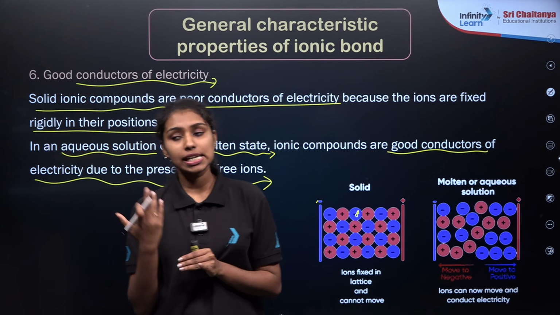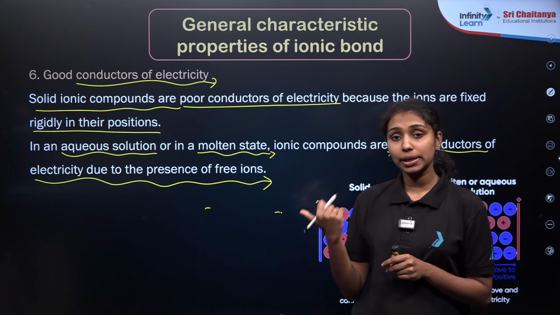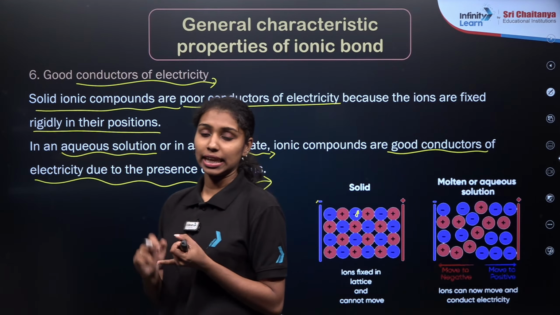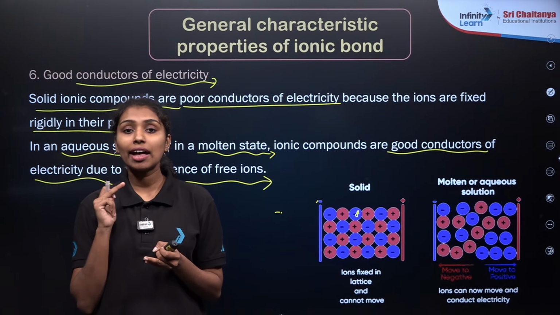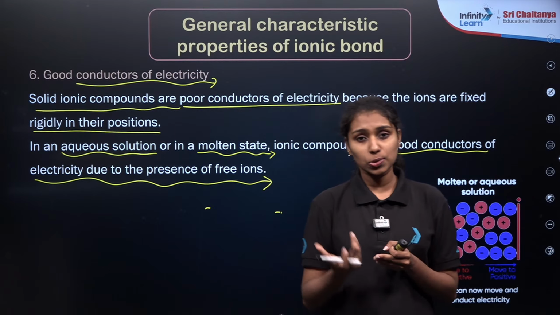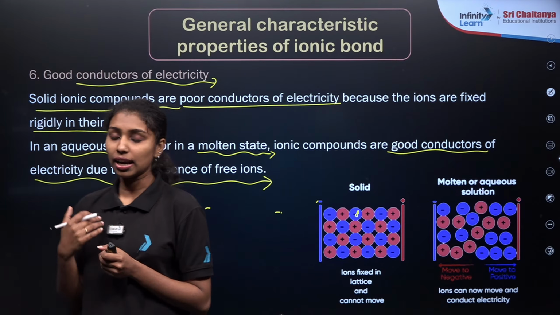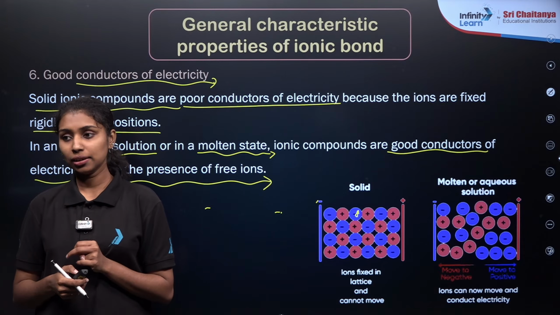Clear? Then what is the condition for the formation of ionic bonds? We have already seen the characteristic properties of the ionic compounds by physical state. They are the crystalline solids, right? And they have high density. They will be conductors in terms of solution state or the molten state or the aqueous state. They are hard, right? They are hard and brittle. Is that clear?